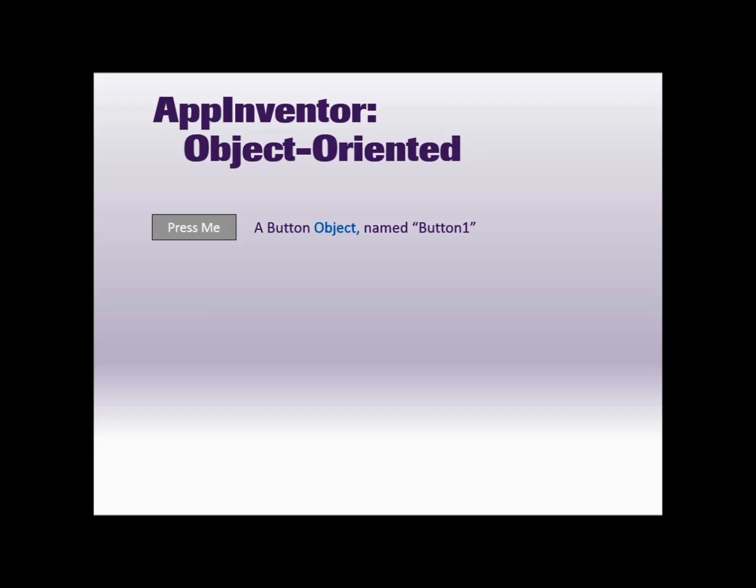For example, this is a button object. When I add this button to my interface, it gets a name, Button1. And there are other ways we can describe this thing, this noun. What other properties does it have? How would you describe this button? Well, you might say that it's gray, it's square, and it has the text "Press me."